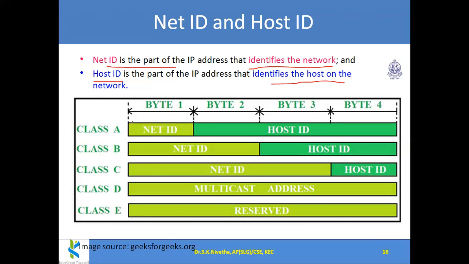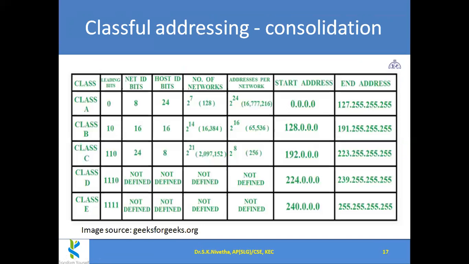Class A: the first byte is for net ID, the remaining for host ID. Class B: the first two bytes are for net ID, the remaining for host ID. For class C, the first 3 bytes are for net ID, the remaining for host ID. And D and E are not reserved for hosts, so there is no segregation. So this is the complete consolidation: the leading bits, net ID bits, and host ID bits.